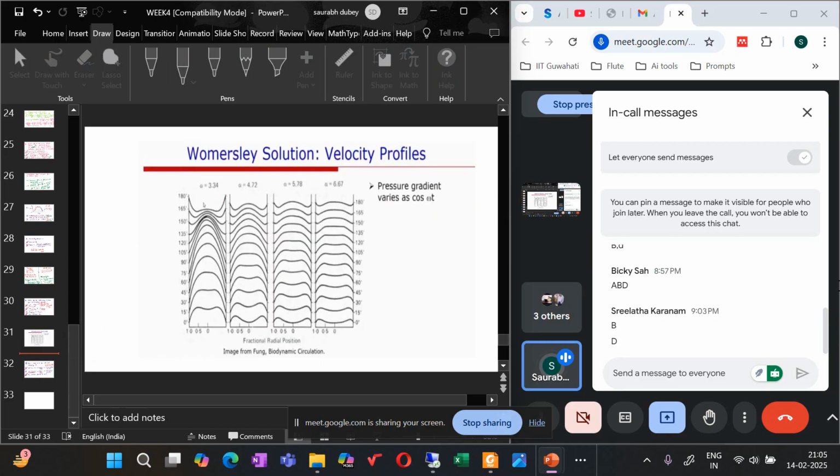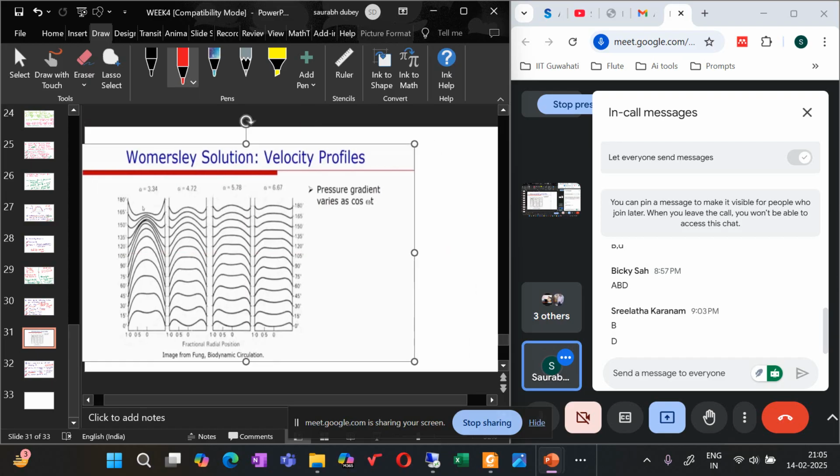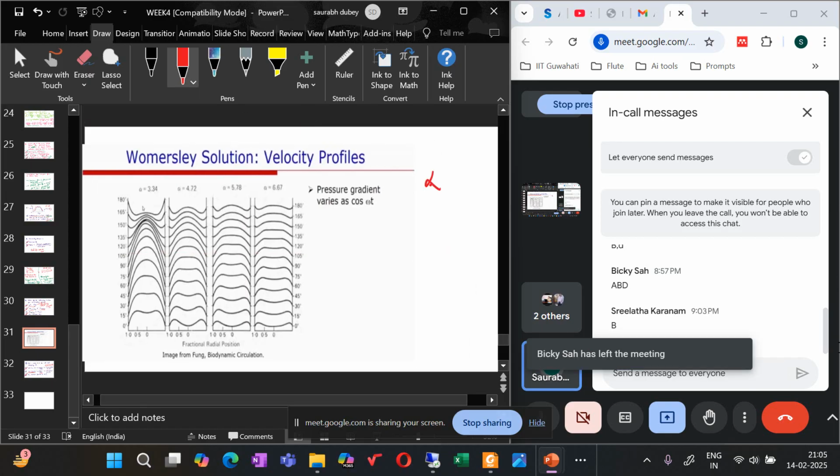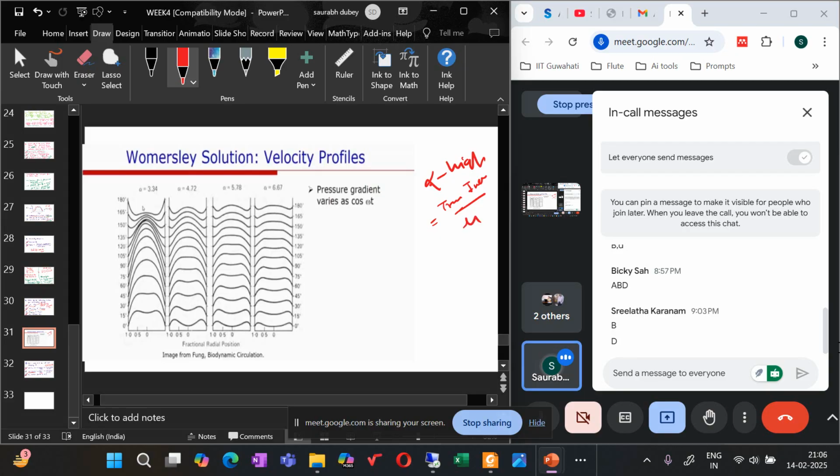So for high alpha means what? Let's see if alpha is... I cannot write on this. Yes, if alpha is high, high means what? Transient inertial forces to viscous forces. So it means viscous forces are low. So viscous forces are the one important thing in order to build the velocity profile. Whatever velocity profile comes inside is actually being created by the viscous dissipation term of the Navier-Stokes, right?